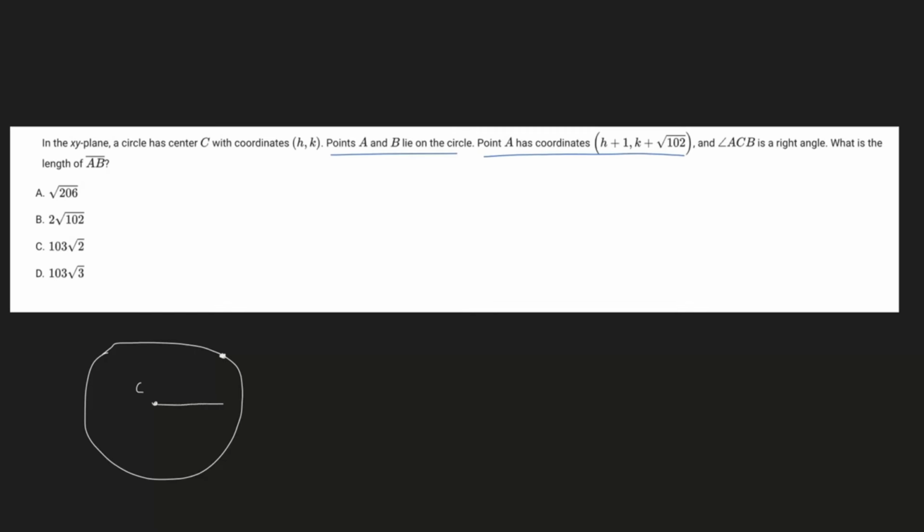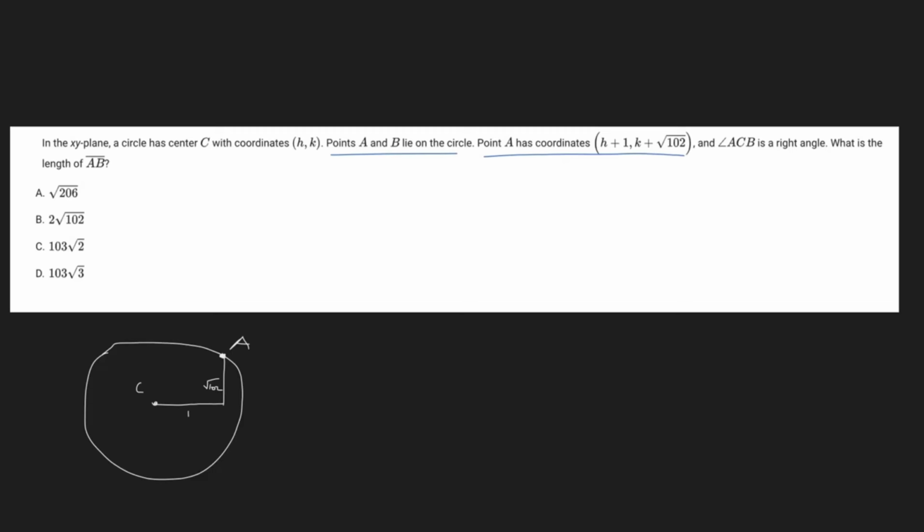So we know this side length right here that we just drew is going to have a side length of 1. And then k is going to represent the y-axis, and that's a positive, so we're going to go up. So here, that length right there is going to be square root 102. Okay, and we know this is point A, right?